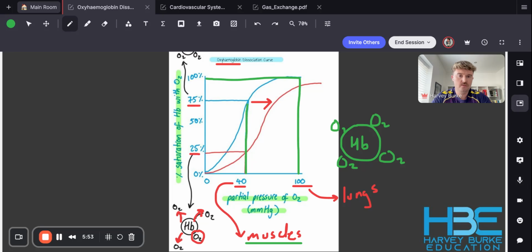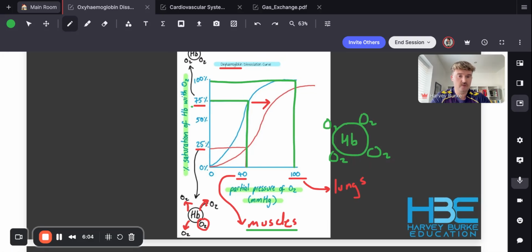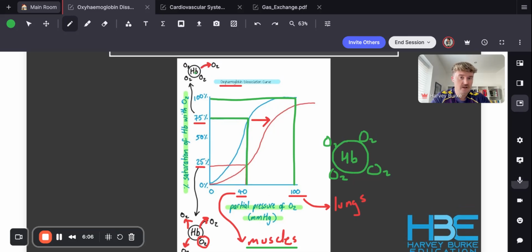up to the line, it's telling us that instead of hemoglobin being 100% saturated with oxygen, it's only 75% saturated with oxygen. So what that means is every hemoglobin molecule at the muscles would look a bit like this. It's let go of 1 oxygen and it's held on to 3. And that's just because you can think of hemoglobin as like a good Samaritan.